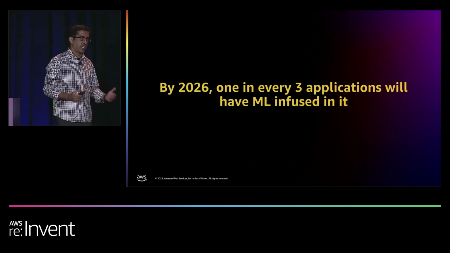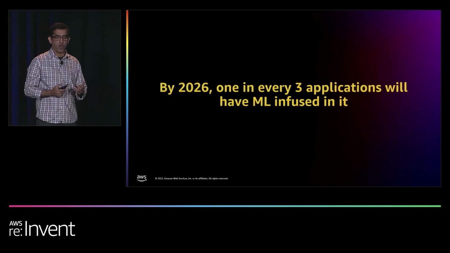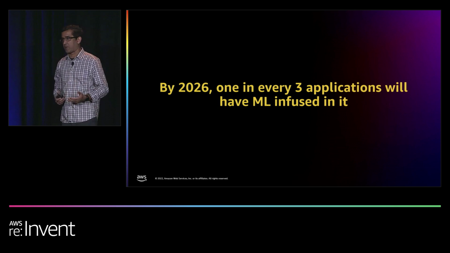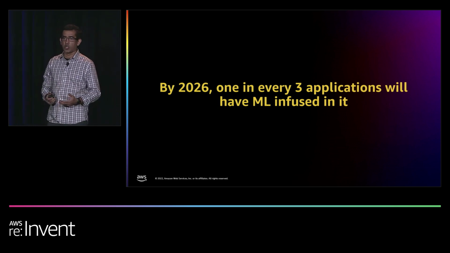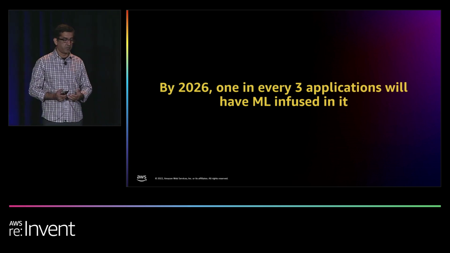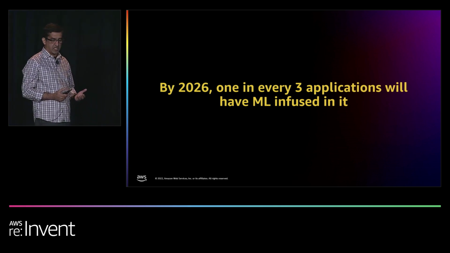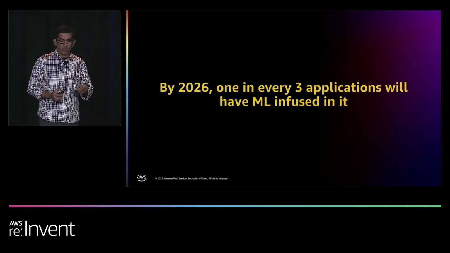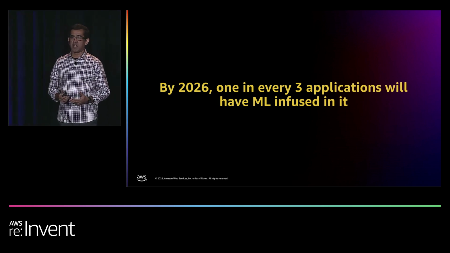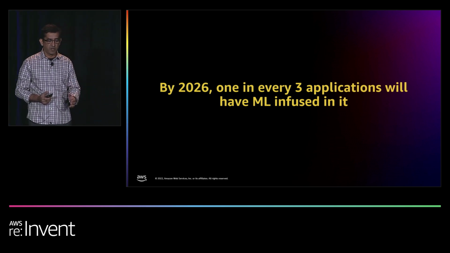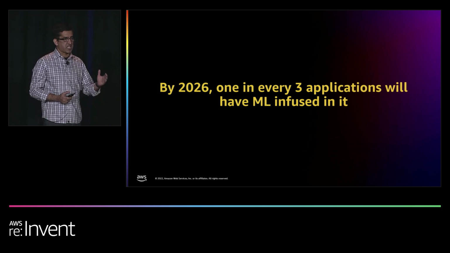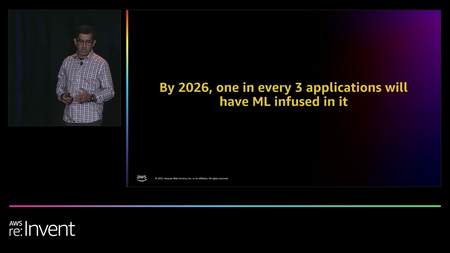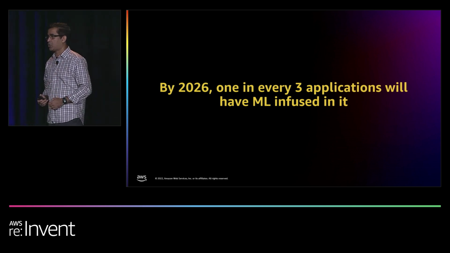Machine learning has become ubiquitous. Our customers are employing machine learning in every aspect of their business, be it in the products they build, in the applications they use, or the business processes they follow. A recent study anticipates that by 2026, nearly 1 in every 3 applications will have some form of machine learning infused in it. So machine learning is no longer an afterthought. When customers have a challenging business problem to solve, or they have an innovation to deliver, they think of a machine learning-based solution from the get-go.